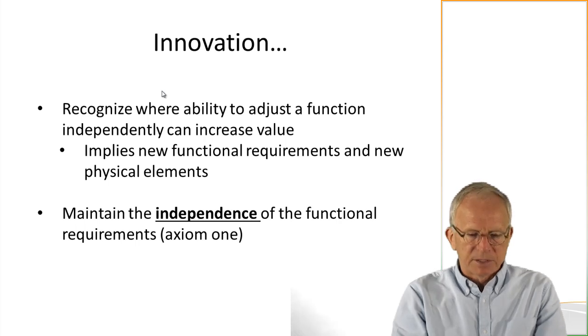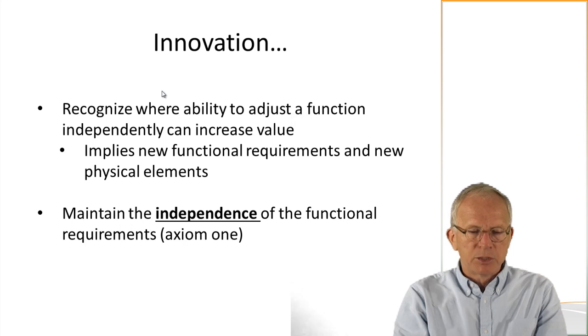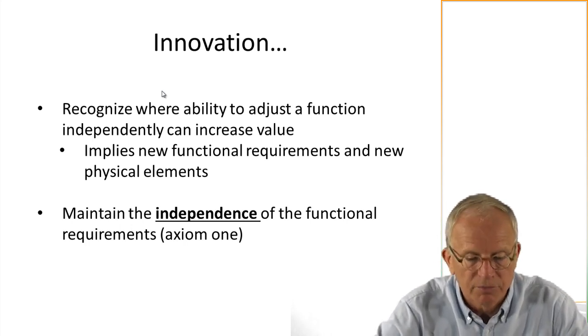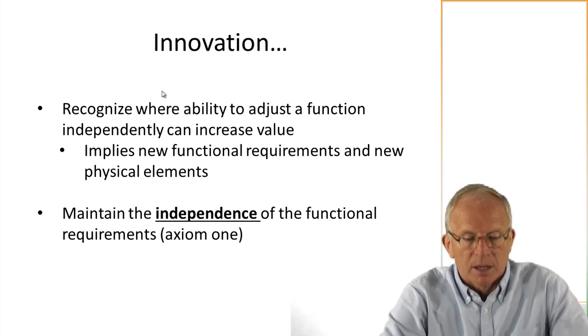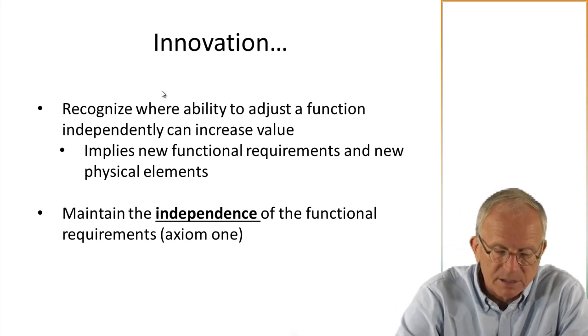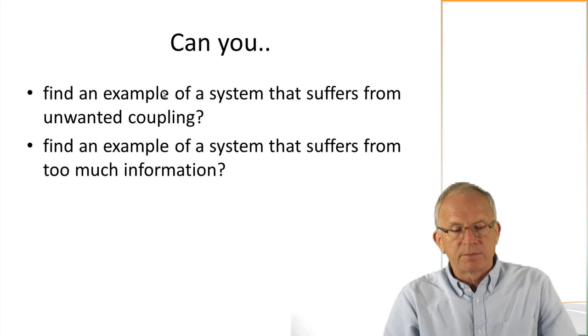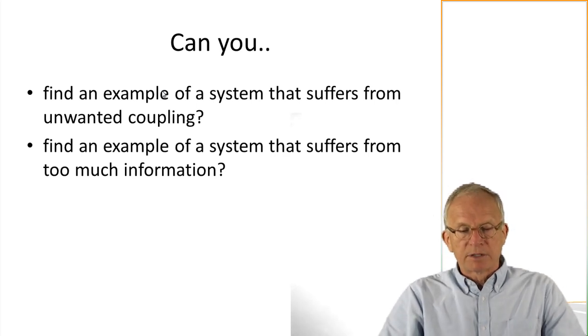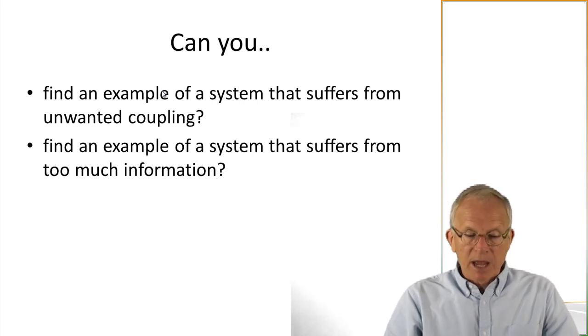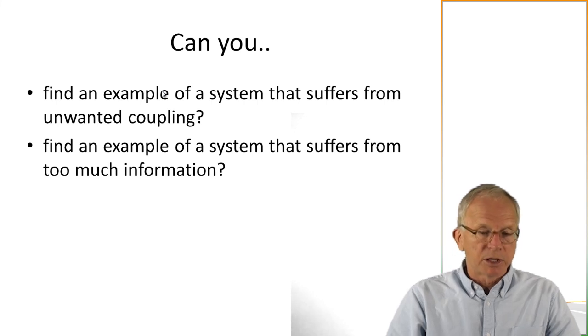All right, innovation, just in summary. We can recognize where ability to adjust a function immediately can increase value. This implies a new functional requirement and new physical elements. So maintaining the independence of the functional requirements, axiom 1, that's essential to that kind of innovation. All right, so can you find a system or think of a system that suffers from unwanted coupling? And can you find an example of a system that suffers from too much information?